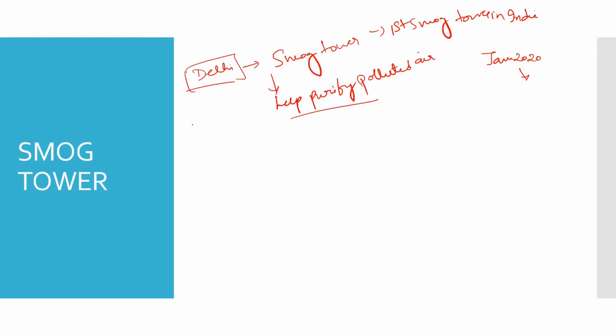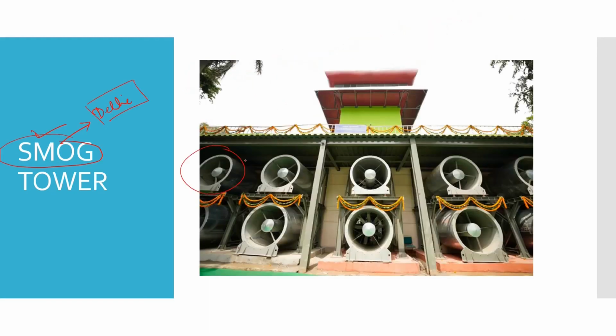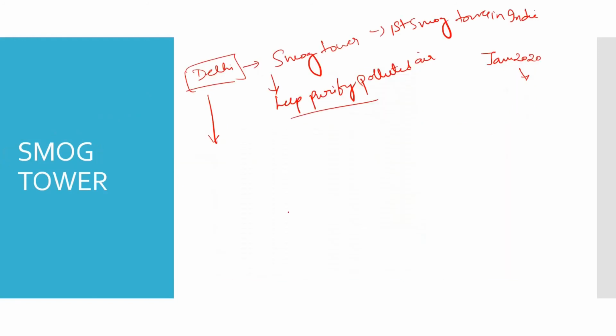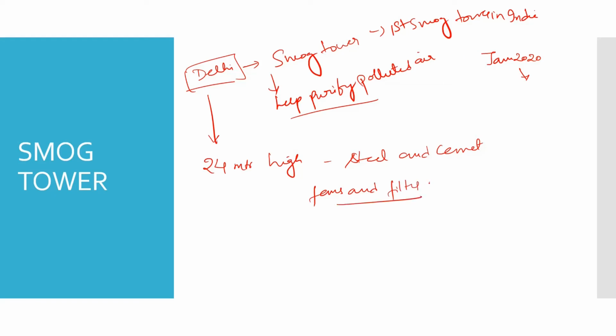Now if you see the structure of the smog tower, in the earlier picture you can see the fans at the bottom. These are the fans which are at the bottom of the tower. Now let's see the structure. This is 24 meters high and it is made up of steel and cement. If you see the structure, there are fans and filters. So who is going to filter this polluted air? The fans and the filters will help us in purifying the air.